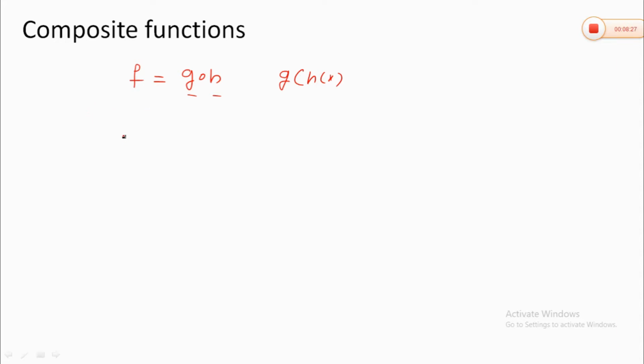So it may be written as f equal to g of h of k, or g of h of k(x).